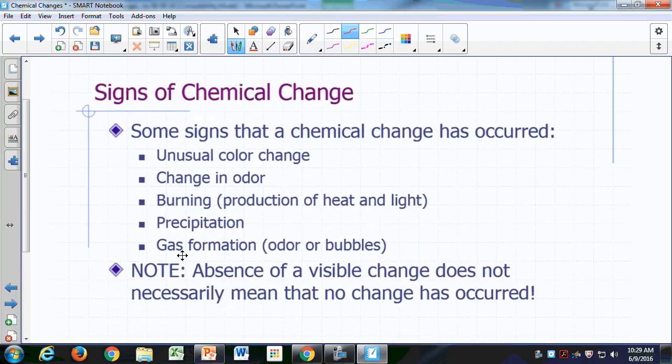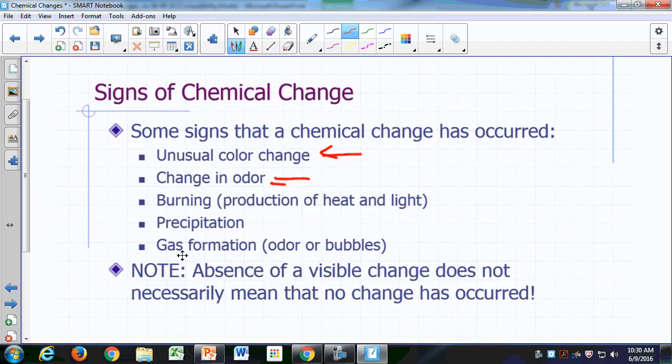So there are some signs that a chemical change has occurred, but like I said, these are not always a guarantee that you're dealing with a chemical change. But most likely you probably are. So if you see an unusual color change, if you mix something yellow and blue and you see something green, chances are that's not a chemical change. But if you mix yellow and blue and you see purple, or you see red, then that's an unusual color change. That would be a chemical change.